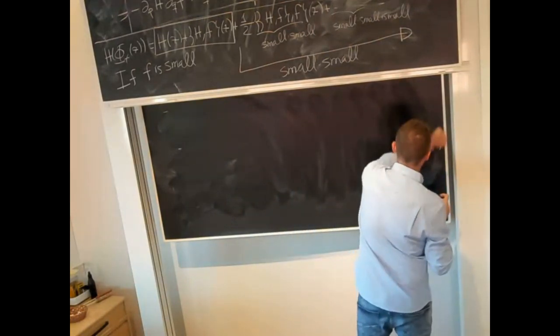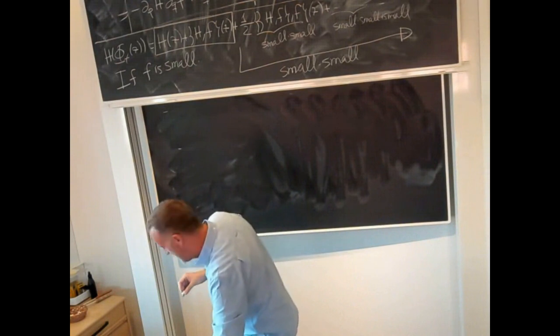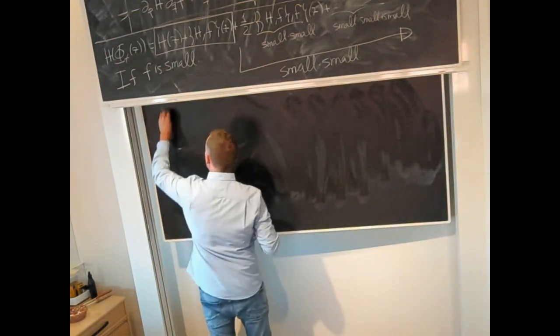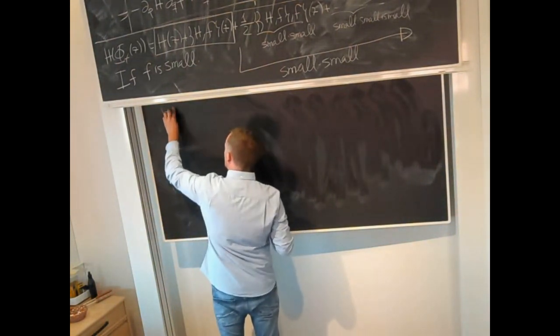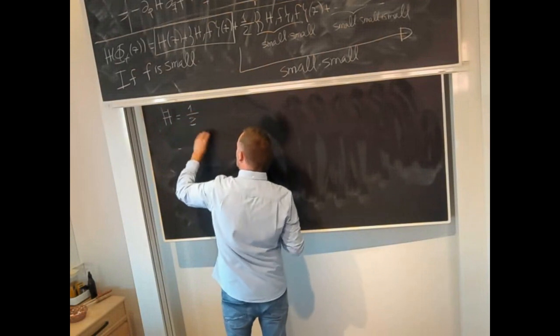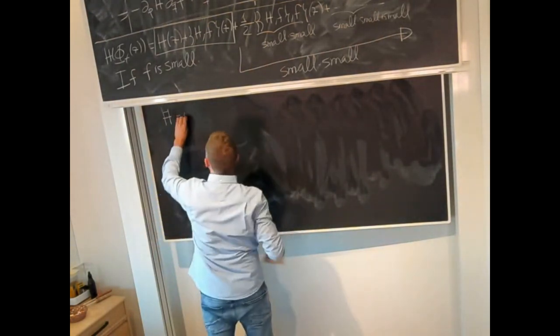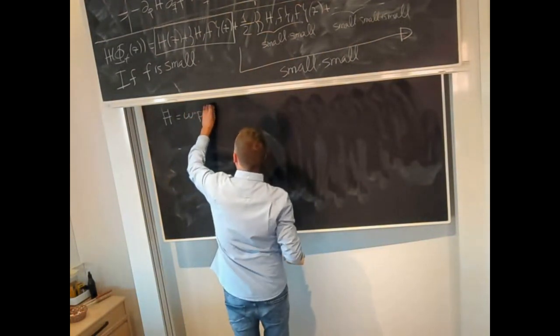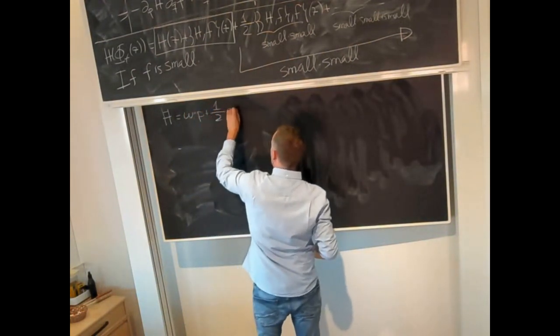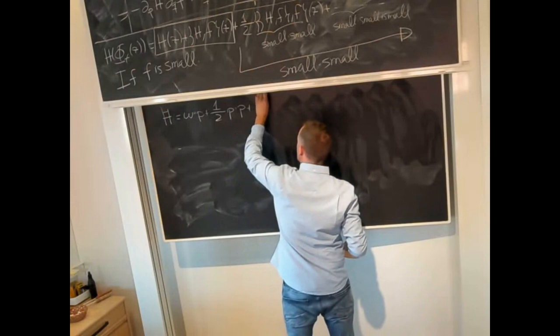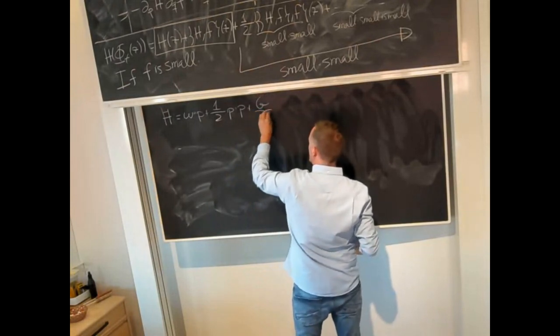So let's see the expression of this one. We started with h, that was, h was omega times p plus a half p times p plus g, that was small.